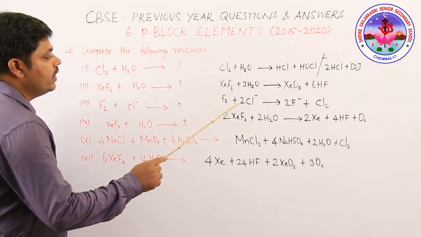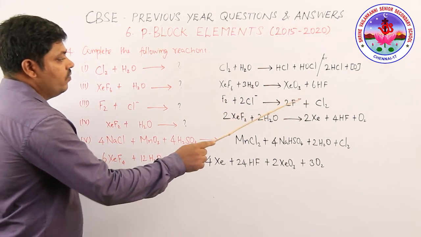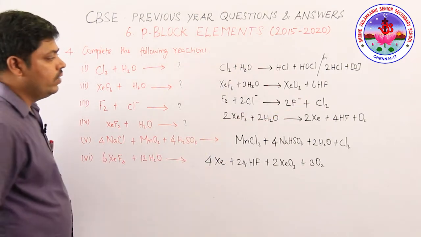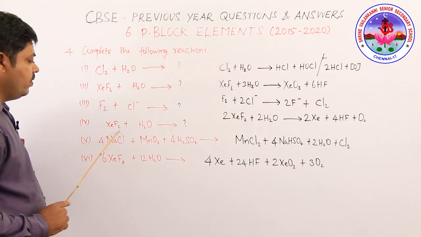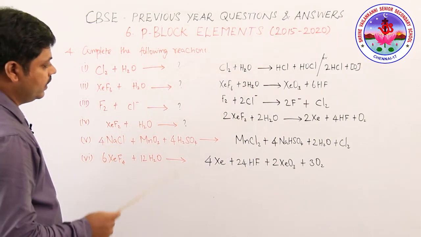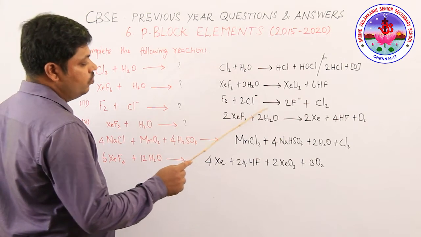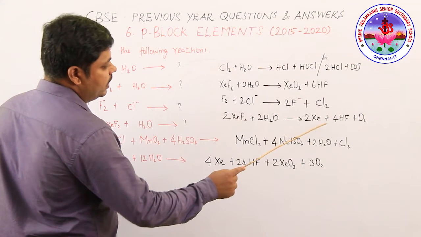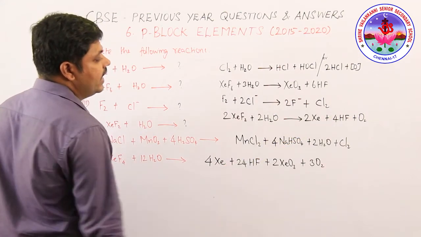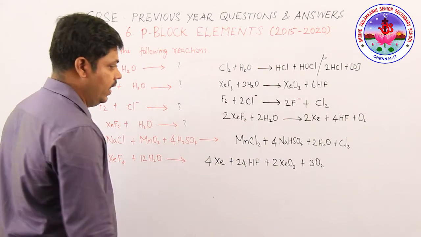Then fluorine reacts with chloride ion. So here the fluorine reacts with 2 moles of chloride ion, it produces 2 moles of fluoride ion and chlorine. Then xenon difluoride reacts with water. Here 2 moles of xenon difluoride react with 2 moles of water molecule to produce 2 moles of xenon and 4 moles of hydrogen fluoride. Then the remaining is oxygen gas evolved here.